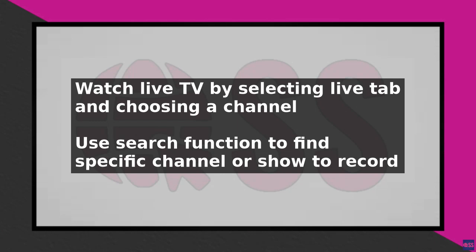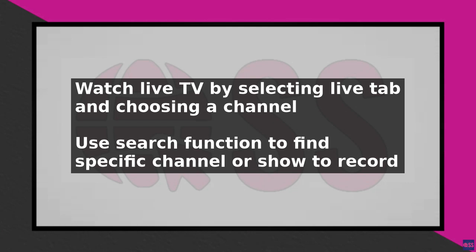To watch live TV, simply select the Live tab and choose a channel from the list. You can also use the search function to find a specific channel or show. If you want to record a show, click on the plus icon next to the show title and it will be added to your library.